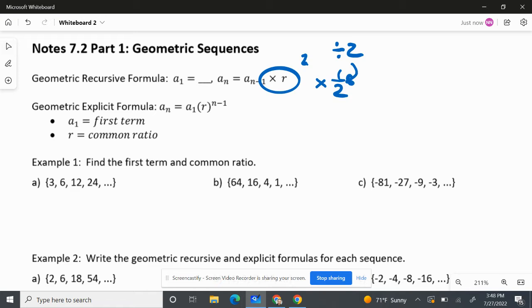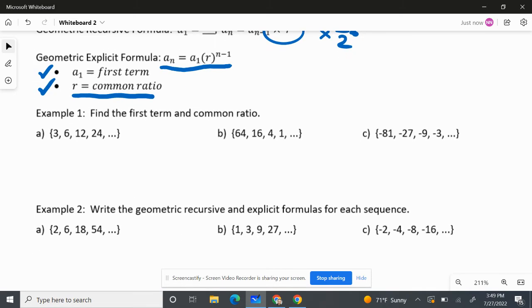Now, remember with arithmetic, a sub 1 is our first term. But instead of a d, what we have is an r, because we're not adding or subtracting, we're multiplying once again. Now, our formula, instead of looking like a linear equation, looks like an exponential. So whenever we see an exponential equation, that's similar to a geometric formula. So what we're going to do is find our first term and common ratio.